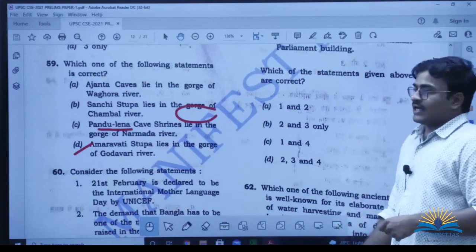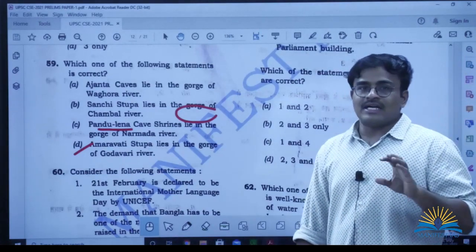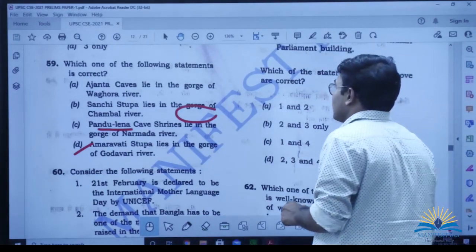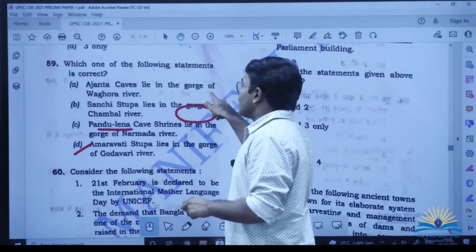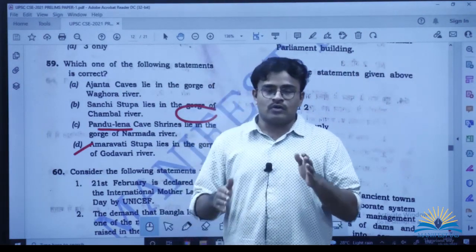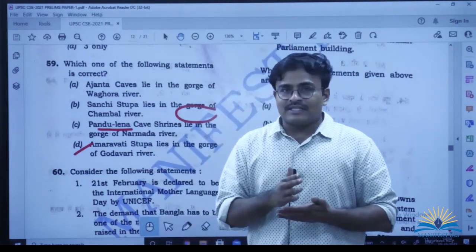Which one of the following statements is correct? Okay, so of these statements, the Ajanta caves are present on the gorge of this river called Waghora River. Waghora River's gorge is the place where the Ajanta caves are present.